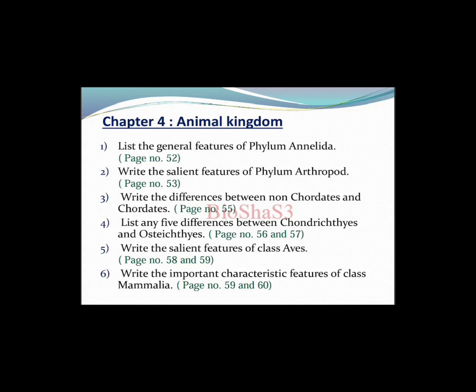Then the second question: write the salient features of phylum Arthropoda. Here also you have to write the salient features, not general features. You have to write the unique features you have, that is called the salient features. You can refer to page number 53 of your NCERT textbook.